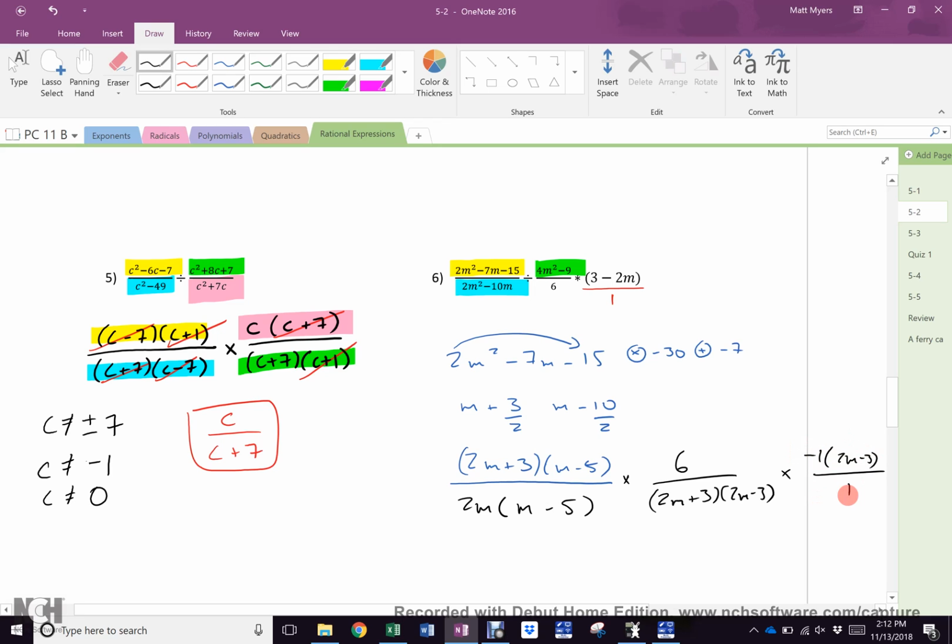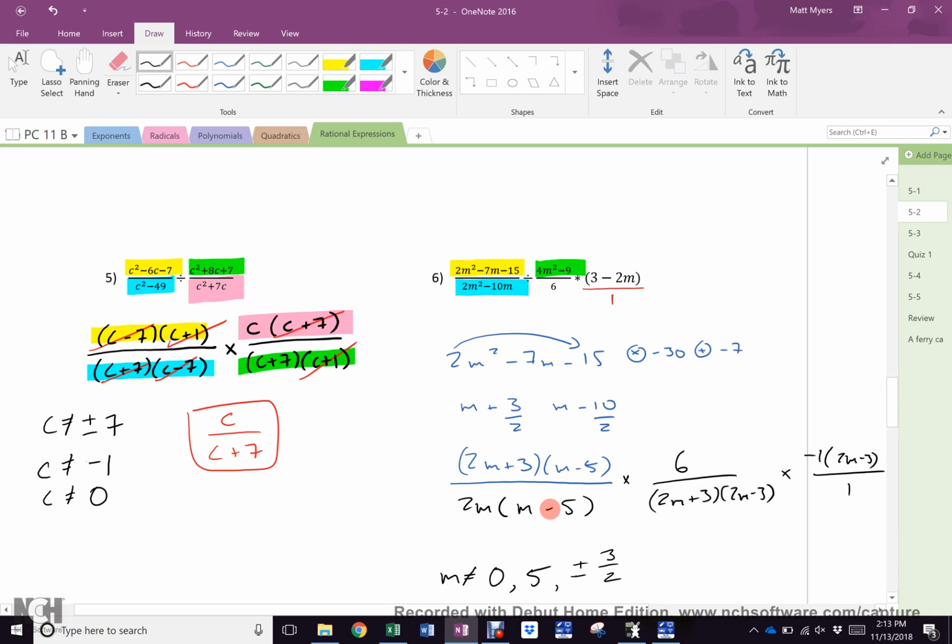Is it factored? Yep. Where do I check for restrictions? The denominator. Denominators and any numerators that division is involved. But I don't need to check that guy because he's a 6. So, m cannot equal what here? 0 and 5. M cannot equal what here? Positive or negative? 3 halves. And now, have I factored everywhere? Have I checked restrictions? So what's the only thing left to do? Cancel, cancel, cancel. Where? Everywhere I can.